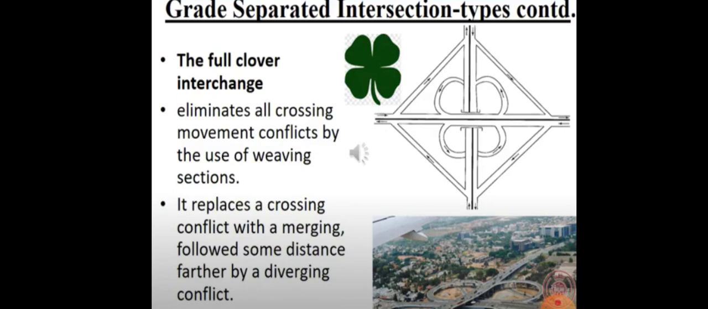So here what happens is it eliminates all the crossing movement conflicts by the use of weaving sections, and it also replaces the crossing conflict, which is one of the conflicts in any intersection, with a merging one. And also, some distance farther, we can see there is a diverging conflict.